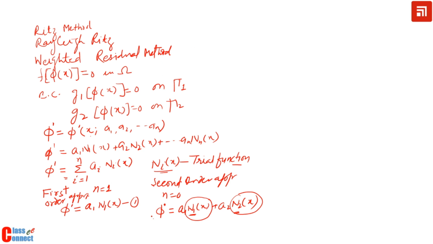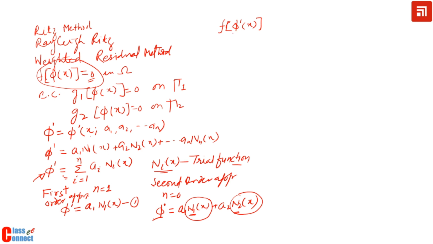So when this general assumed function is substituted in our governing equation, then because it is approximated, it will not satisfy it exactly. It will not be equal to 0. So what we get is known as residual. If I substitute here in this function, I will get f of phi dash x. So what I have done, I have replaced phi with phi dash.